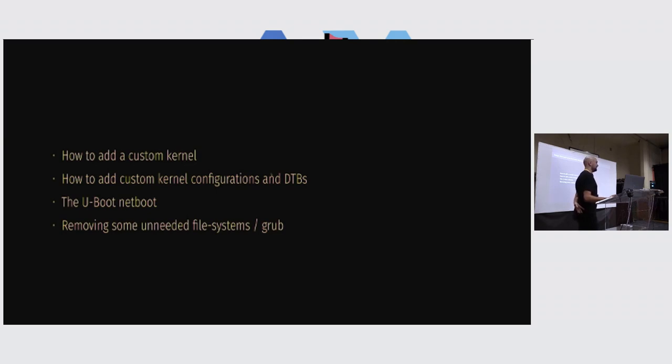The board also has the U-boot bootloader platform firmware. And there were some bugs when you combine this with the netboot output of NixOS. And I also needed to remove some unneeded file systems and grub because I don't need grub. I'm booting from U-boot and from the network.